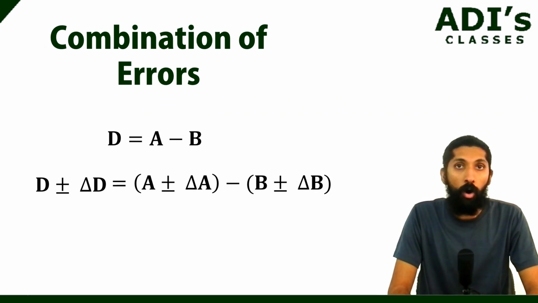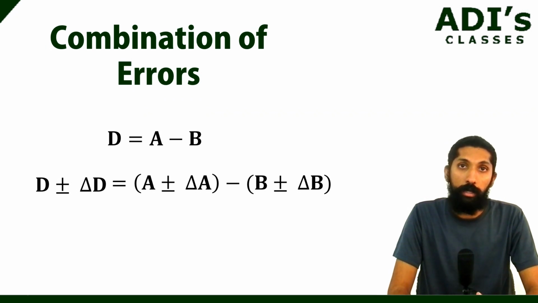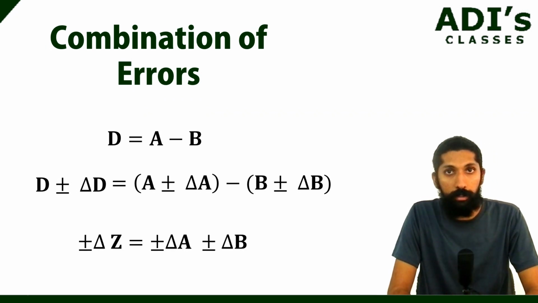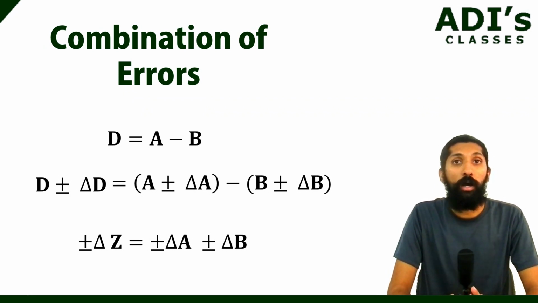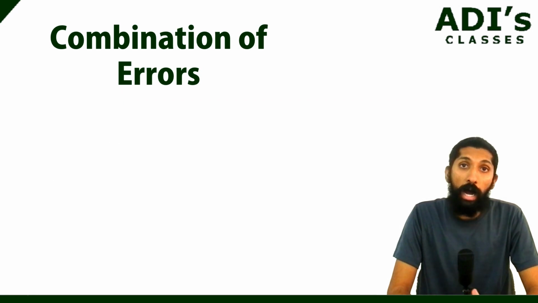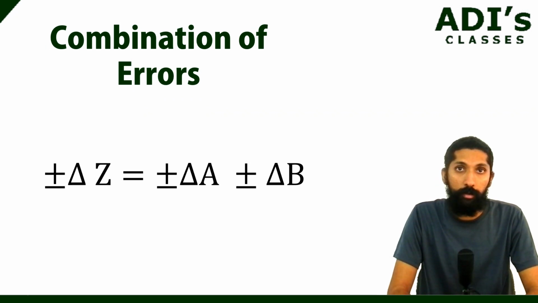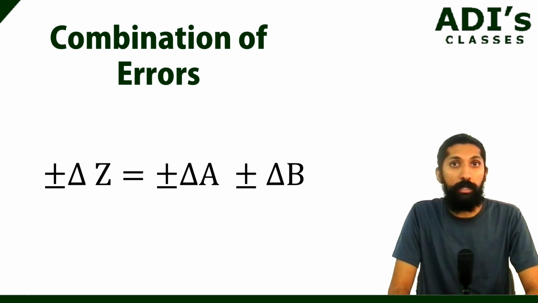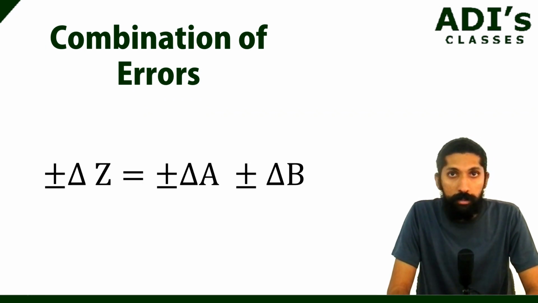Now when you take sum or the difference, in general, you can write plus or minus delta Z is equal to delta A plus delta B. That means, to summarize, whenever you have two quantities, when you add or when you subtract, the absolute errors have to be added. Okay, you will always get delta A plus delta B itself. The absolute errors have to be added. Alright, now this is for sum and difference.